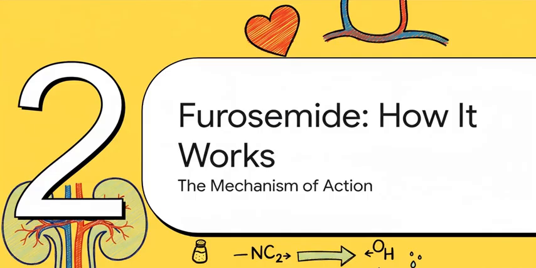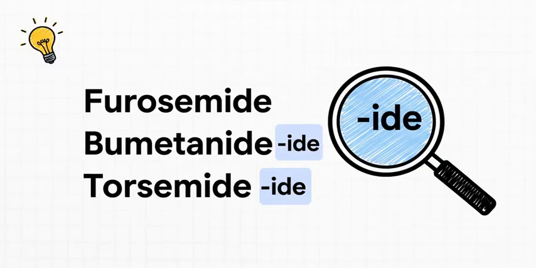All right, let's zoom in a bit. We're going to focus on the one drug you absolutely, positively have to know inside and out for your exam: furosemide. Furosemide, which you probably know by its brand name Lasix, is the classic loop diuretic. And here's a little NCLEX pro tip for you. Notice that "-ide" ending. Most loop diuretics end this way: furosemide, budesonide, torsemide. It's a great little memory trick that can help you spot the drug class in a question right away.